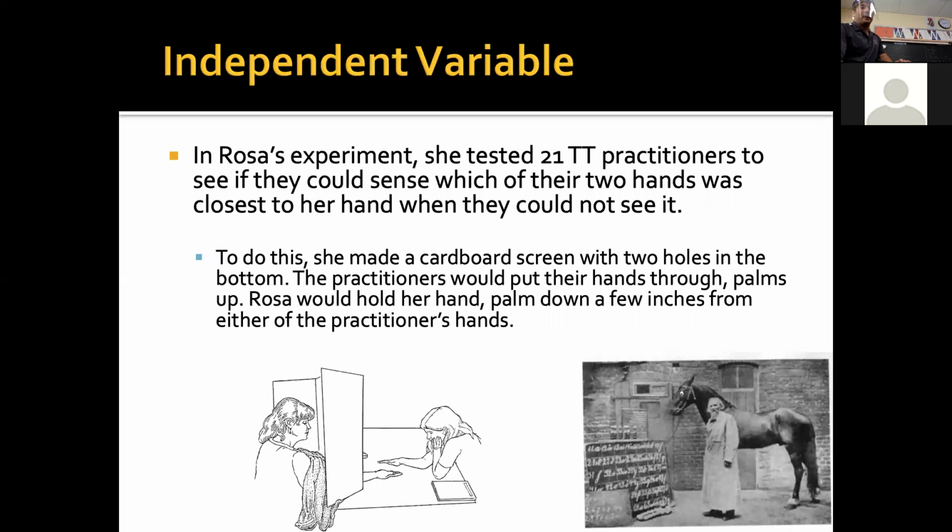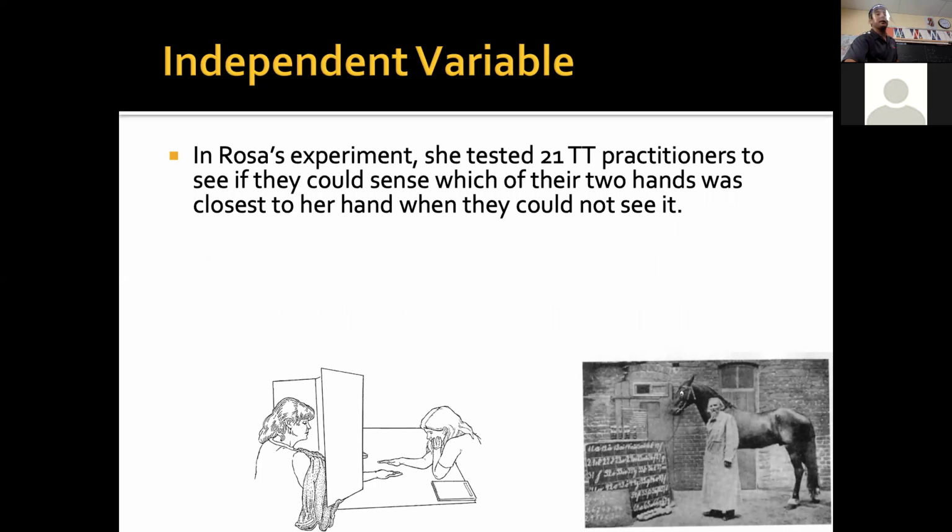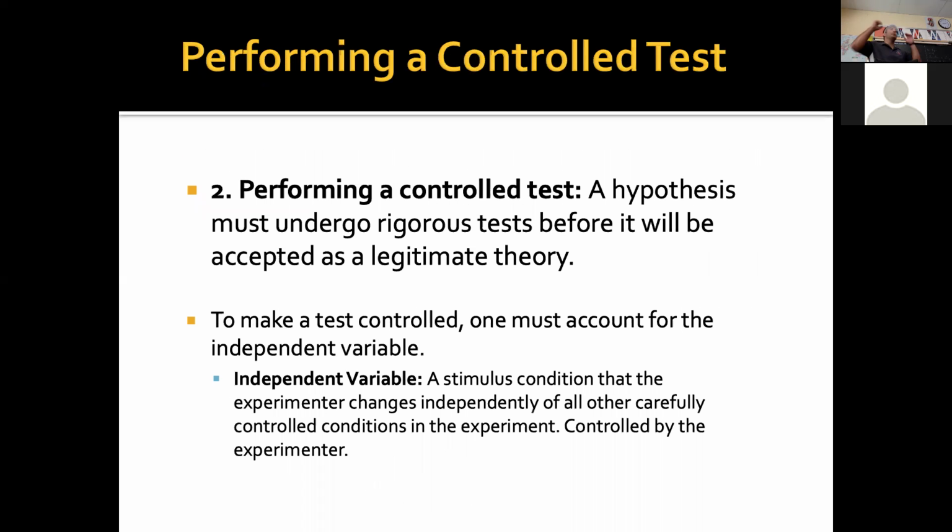All right, so what do you think the independent variable is in Emily Rosa's experiment? What is she interchanging? What variable is she constantly trying to manipulate? Yeah, what hand she hovers over. Good job. Either she's hovering over the left or the right hand. Pretty self-explanatory.